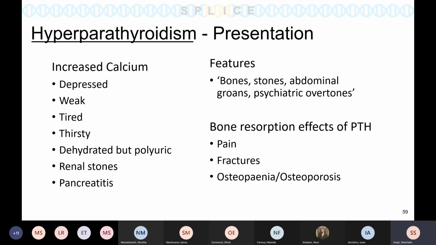And the two most common causes of hypercalcemia are primary hyperparathyroidism, so a PTH adenoma, a solitary adenoma in the parathyroid gland, or malignancy. So that's why this is really important. Okay, and next slide, please.